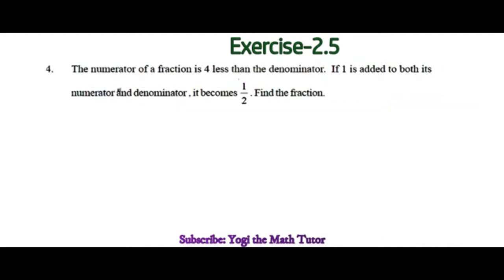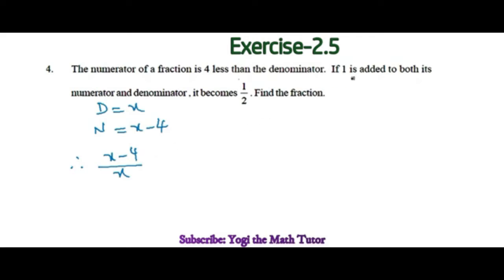The next question: the numerator of a fraction is 4 less than the denominator. If 1 is added to both its numerator and denominator, it becomes 1 by 2. Then we are going to find the fraction. So the numerator of a fraction is 4 less than the denominator. First take the denominator of the fraction as x and the numerator of the fraction as x minus 4. Then how can you write the fraction? x minus 4 by x. It is in fraction form.